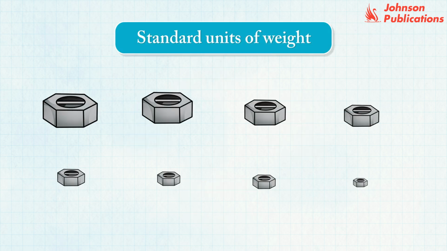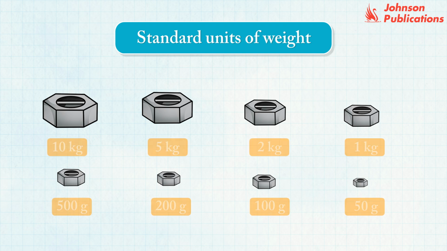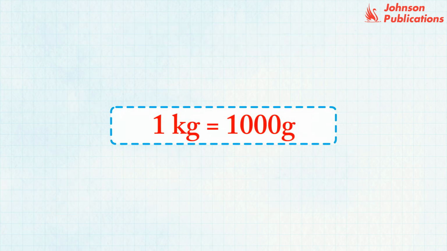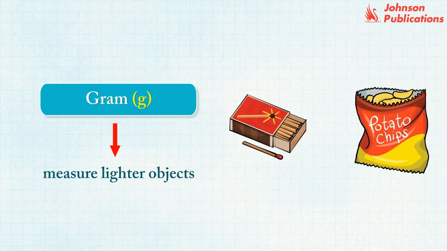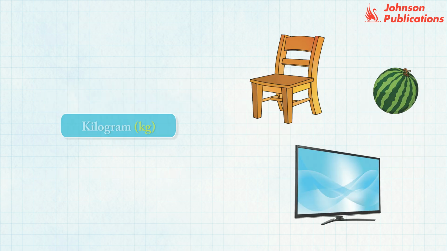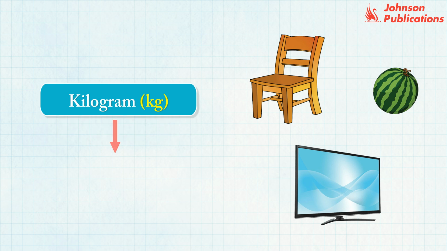We use standard units of weight. These are the various weights which are used to measure the weight of any object. 1 kilogram is equal to 1000 grams. The unit gram is used to measure lighter objects. In short, we represent gram with the alphabet G. The unit kilogram is used to measure the weight of heavier objects. In short, we represent kilogram with the kg.